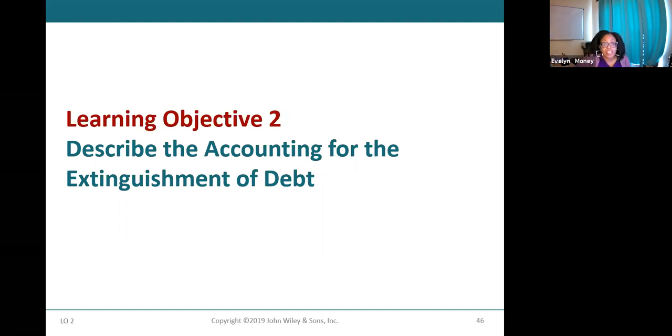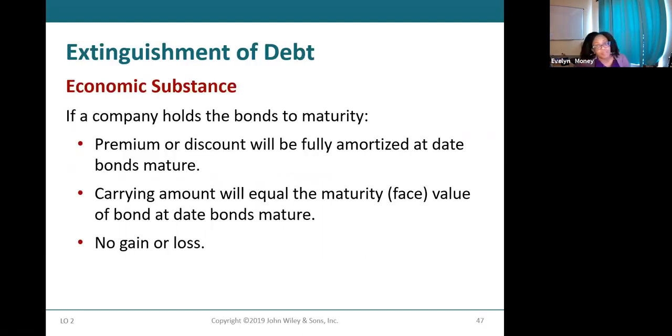All right, let's move on to the extinguishment of debt. An extinguishment of debt is just a fancy way of saying the debt is being paid off. Now, here's this term economic substance again. You may remember this from Intermediate 1, where we were talking about exchanges of assets, where you trade in one truck for another truck, and whether or not the transaction had commercial substance determined whether or not you recorded a gain or a loss. Well, that whole idea of economic substance comes back into play again.